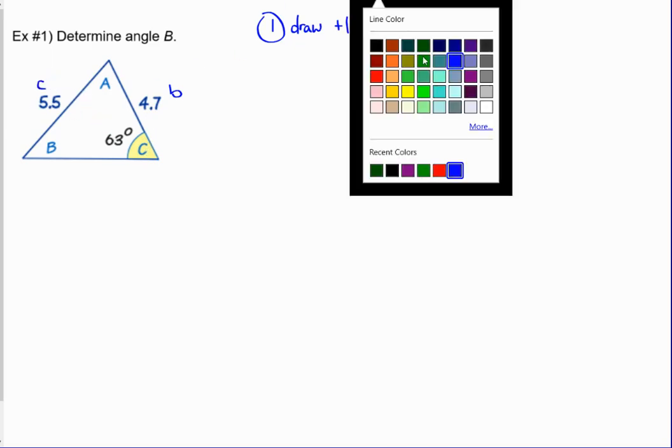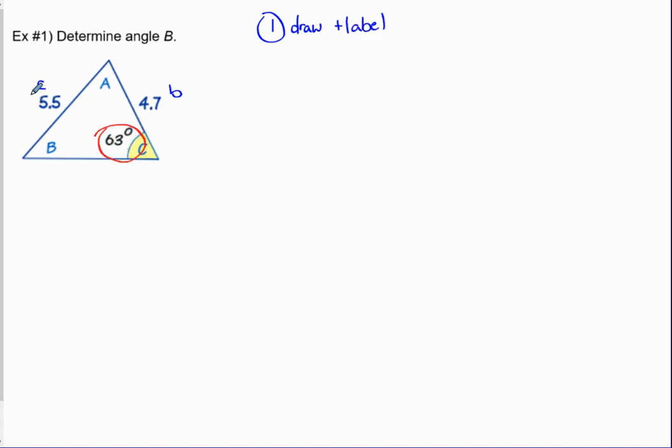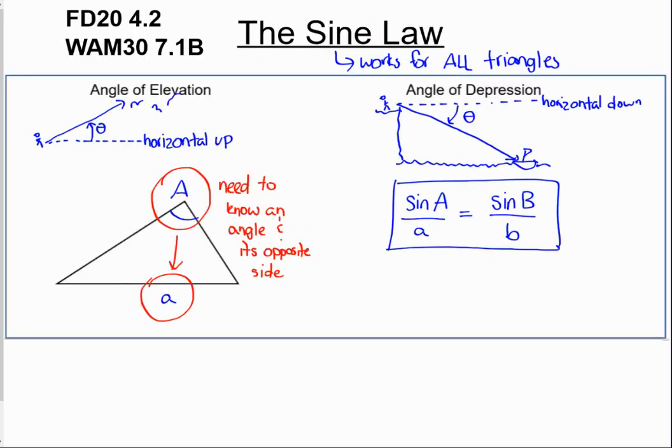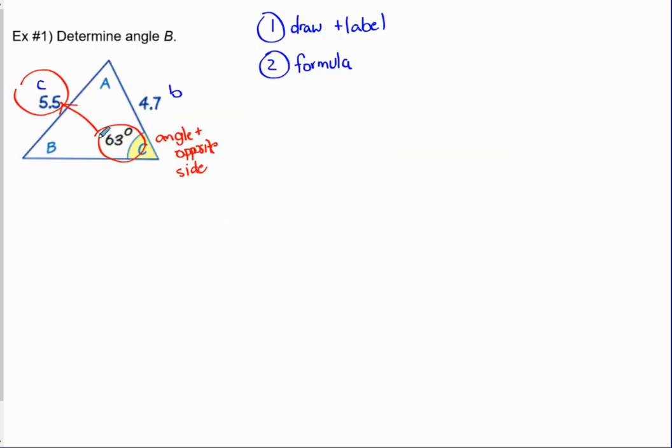Now, here's the thing. As soon as I have an angle and its opposite side, I know that I can use the sine law. So I can write the formula for my sine law. In this case, I'm going to use some of the variables that I actually have instead of just A's and B's, which is what my sine law in general has. So I am using C. I know sine C, I know angle C, and I know side C. So these are the things that I know.